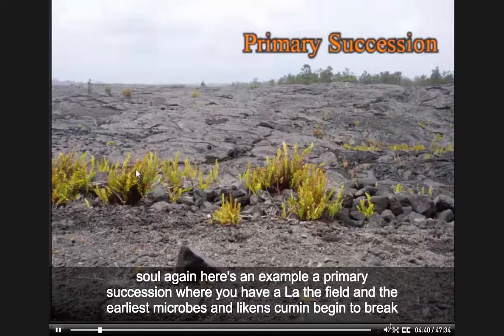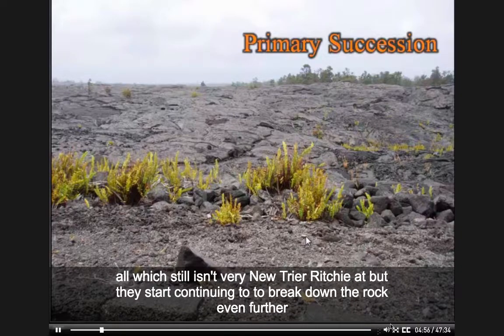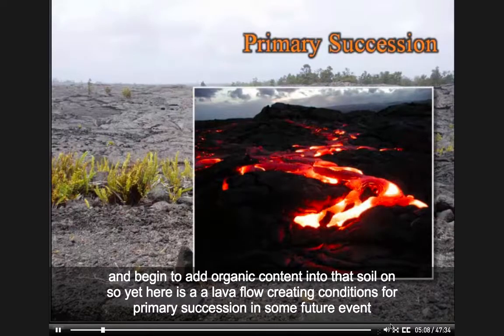So again, here's an example of primary succession where you have a lava field and the earliest microbes and lichens come in, begin to break down that rock, and in come the ferns actually. The ferns are next to begin to take root in some of that bare soil, which still isn't very nutrient rich yet. But they start continuing to break down the rock even further and begin to add organic content into that soil. So yeah, here is a lava flow creating conditions for primary succession in some future event.